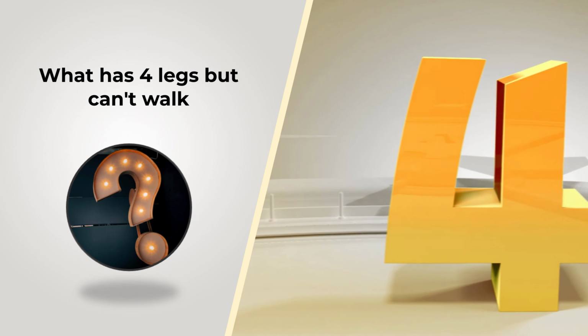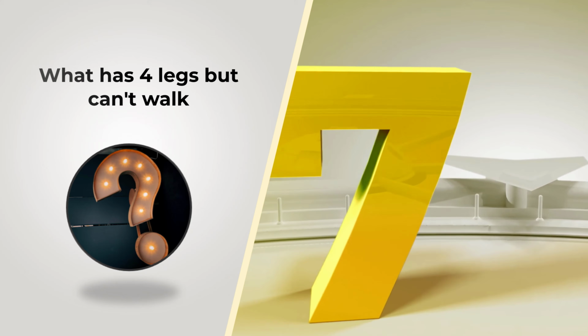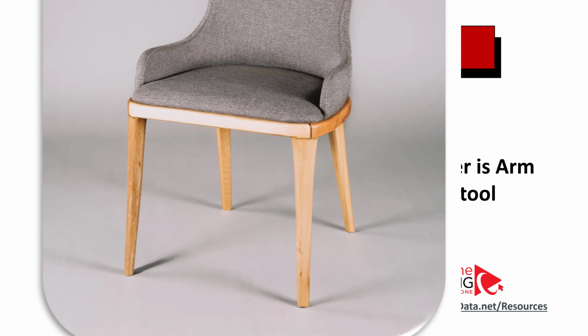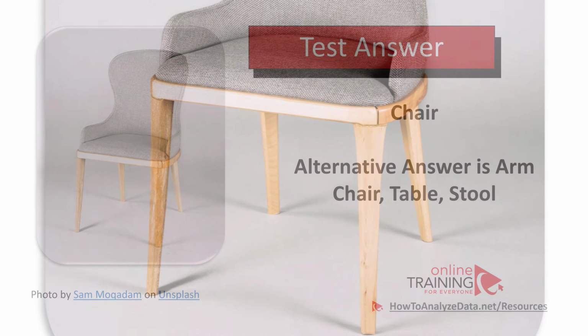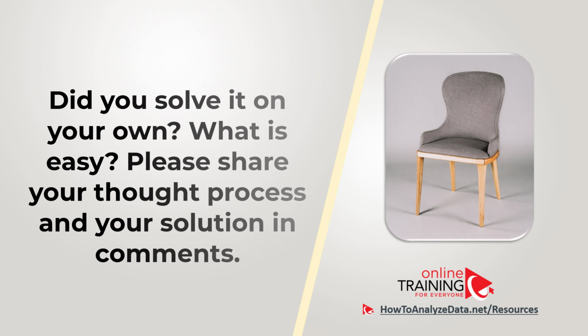Let me give you a quick hint. Think out of the box and think of not necessarily something that walks. Did you figure it out? Let's continue to see how we can solve this challenge and get to the correct solution together. As you might have figured, the answer is chair, and the alternative answer could be armchair, table, or stool. Hopefully you figured it out on your own and now know how to answer similar problems on the test.